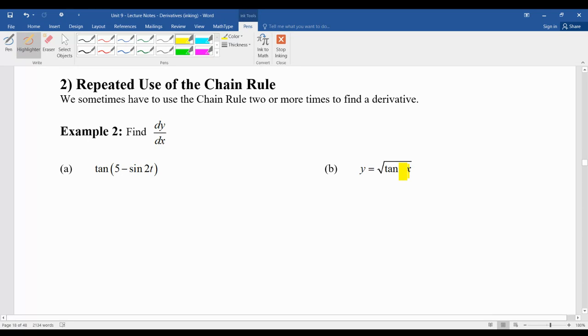So there is a 5x composed with tangent. So you can say, okay, f equals tangent of x, and g equals 5x. So f of g of x will be tangent of 5x. But that's not the only thing. We also have the third one, which is the radical.